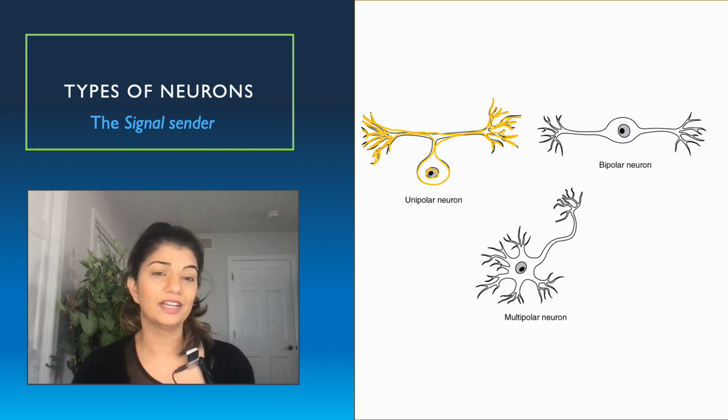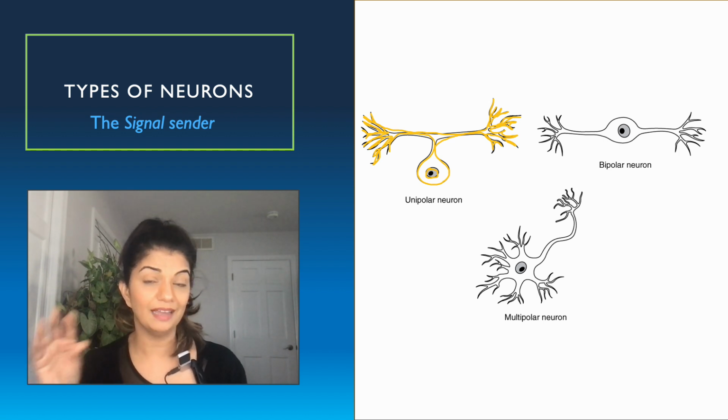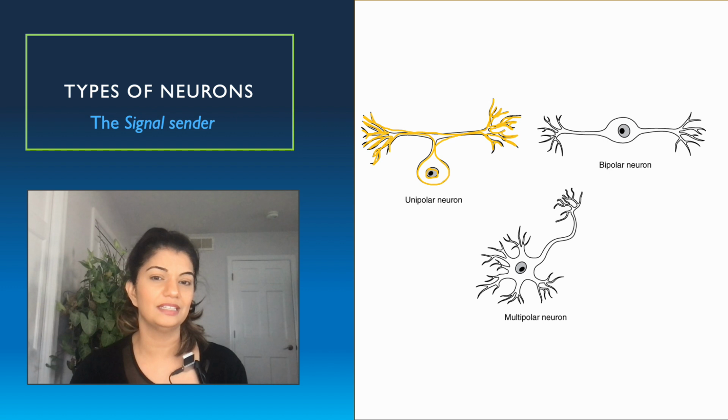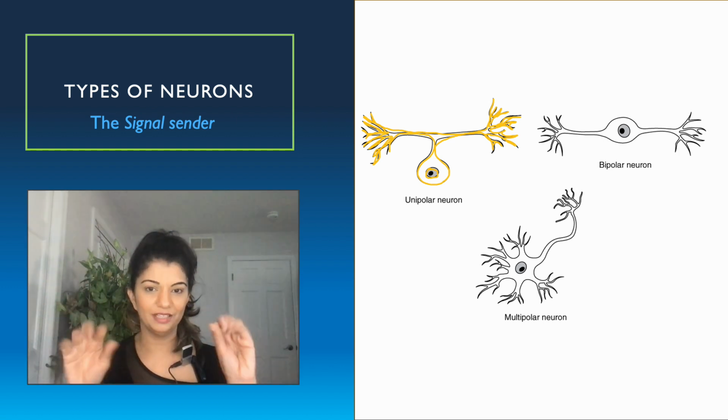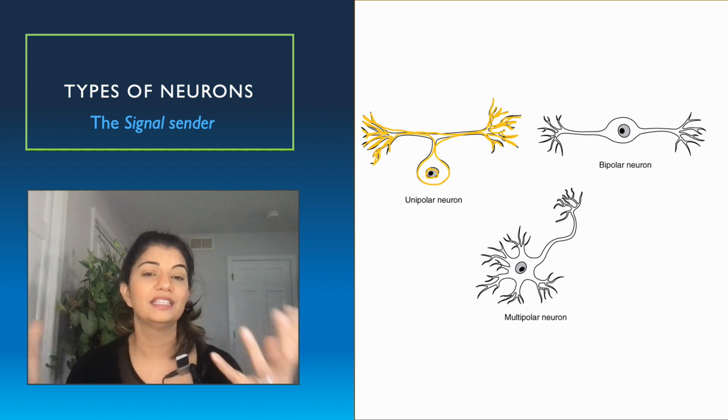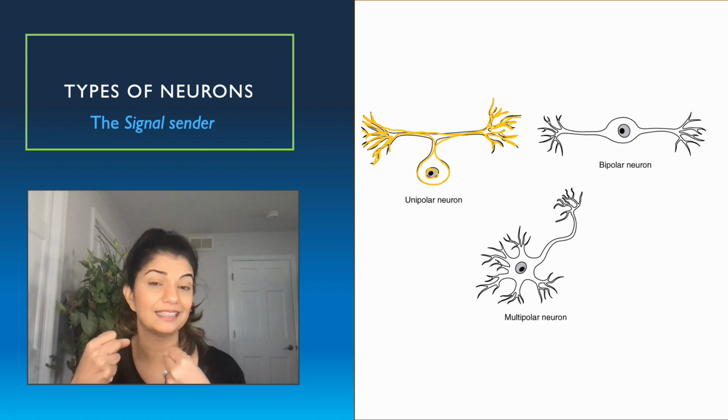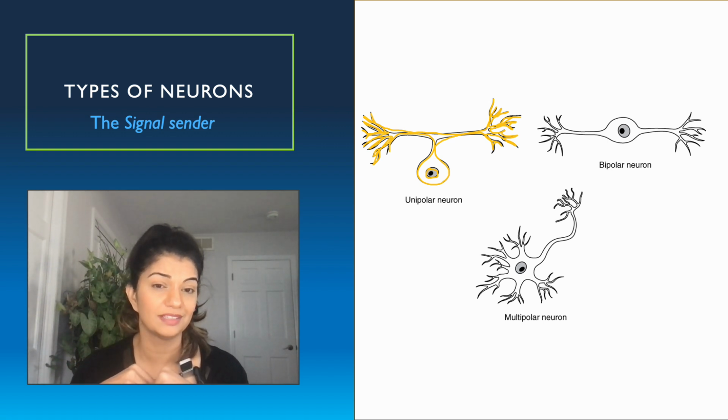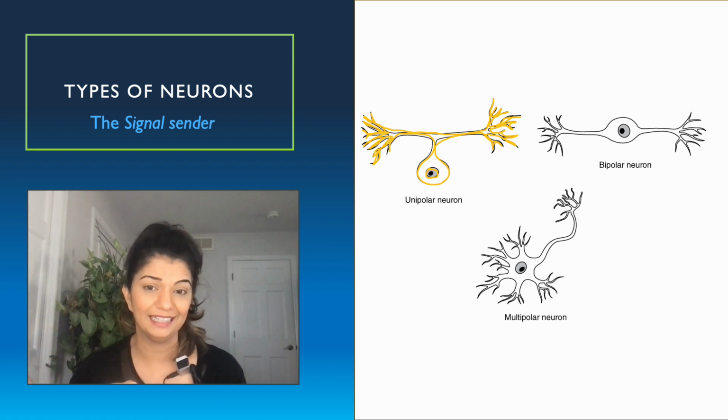And these are exclusively sensory neurons and have two unique characteristics. First of all, their dendrites, those projections, receive sensory information. And secondly, the cell body of unipolar neurons is always going to be found in ganglia.